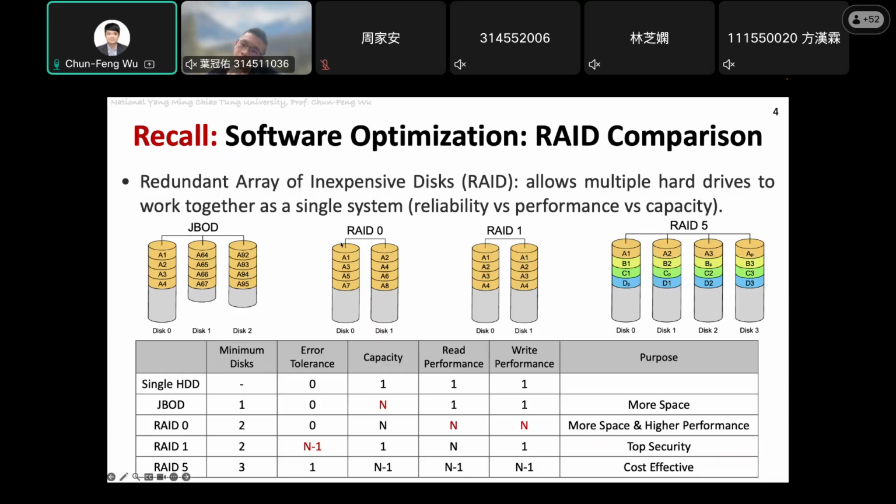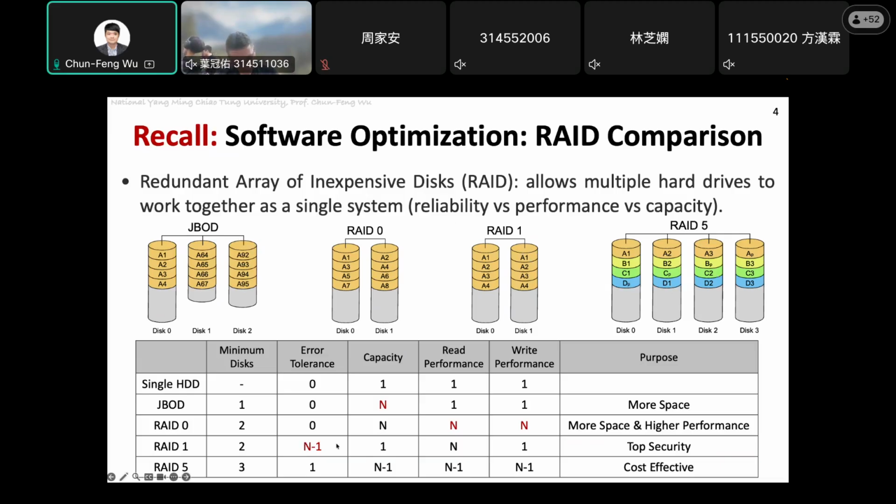RAID 0 is striping, and it is for performance. RAID 1 is mirroring, it is for reliability. But they cannot do further trade-off. For example, RAID 0 can only get good performance, but it cannot trade to any reliability. RAID 1, on the other hand, is for very good reliability, but it sacrifices a lot of performance and also capacity. And RAID 5, you can think of it as a design between RAID 0 and RAID 1.